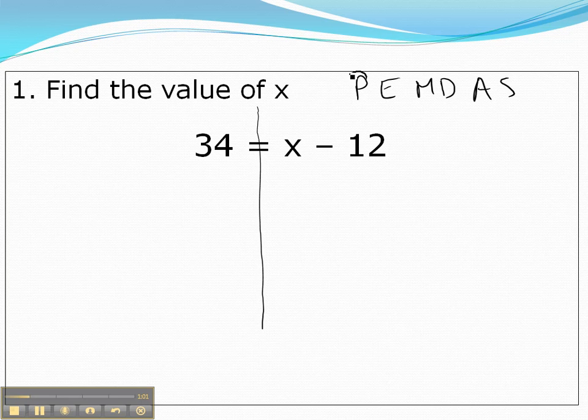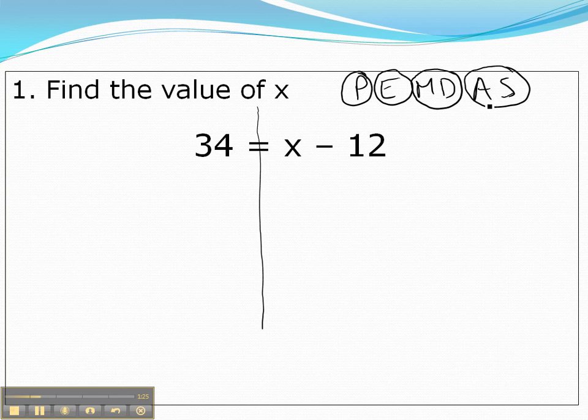Remember, we circled parentheses by itself, exponents, multiplication and division together, and addition and subtraction together. We circled multiplication and division together because they're inverse operations. You can undo multiplication with division, and you can undo division with multiplication. The same goes with addition and subtraction. You can undo addition with subtraction, and you can undo subtraction with addition.